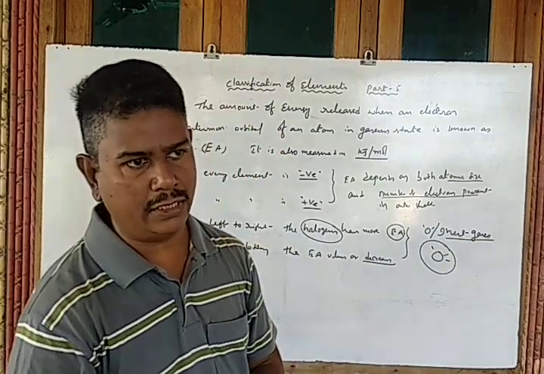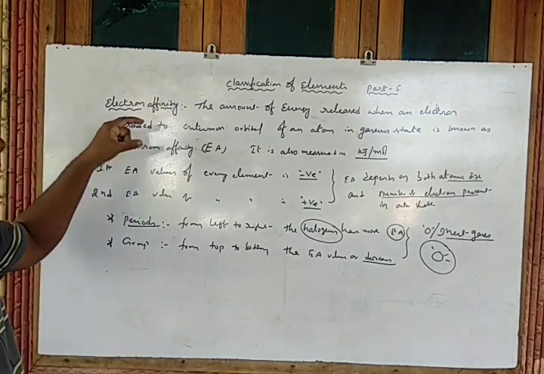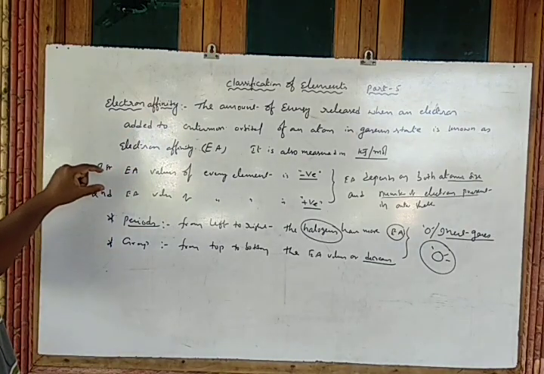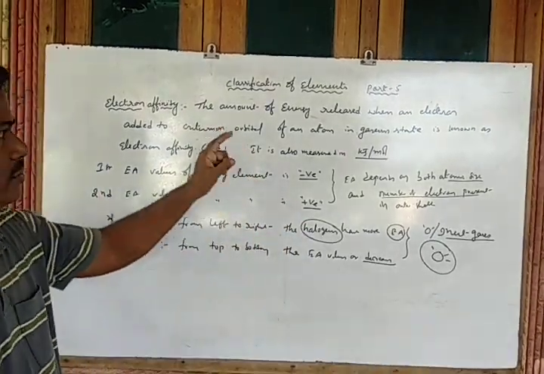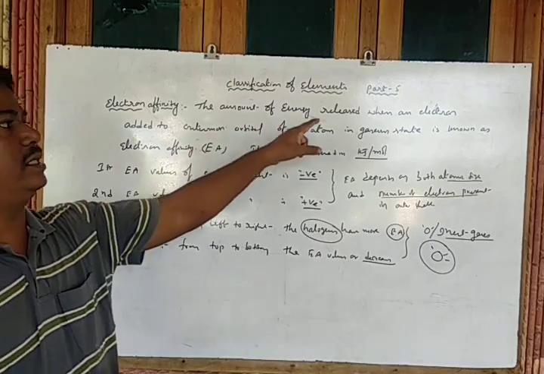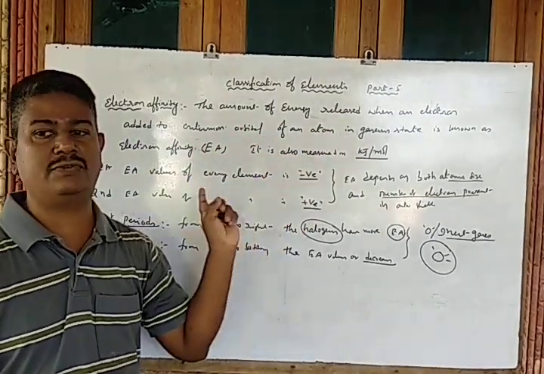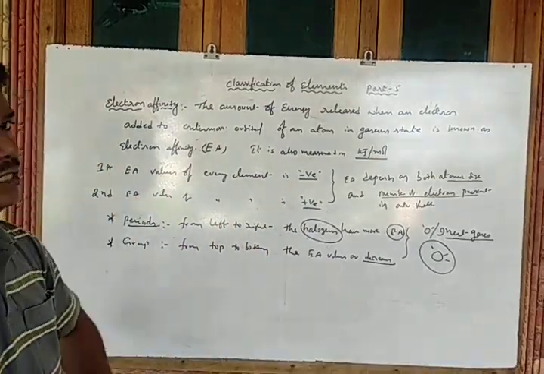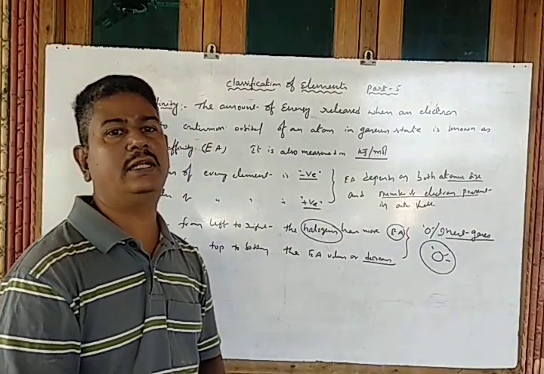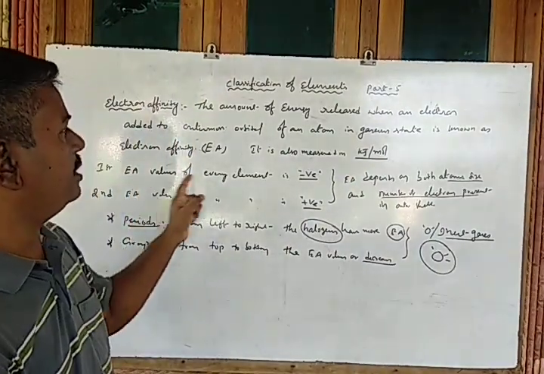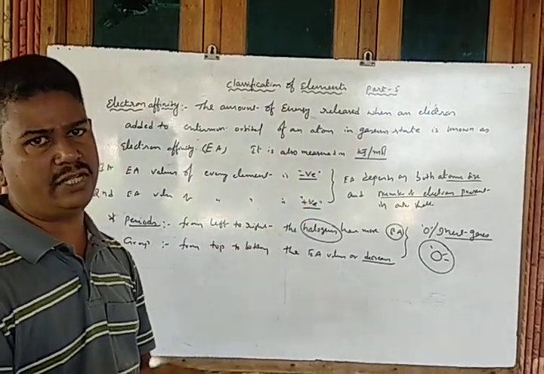Clear? So that is about electron affinity. Finally, what we discussed here: the electron affinity definition and how it is measured, as well as how it changes in periods and groups. Let me recollect, so listen carefully. The amount of energy released when an electron is added to the outermost orbital of an atom in the gaseous state is known as electron affinity, and it is measured in kilojoule per mole. Thermodynamically, for the first electron affinity the value is negative. That means a certain amount of energy is released.